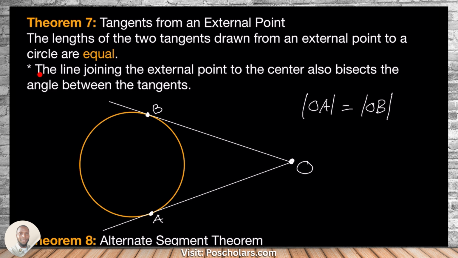Then this other part says the line joining the external point to the center also bisects the angle, right? So if we have a center, like this is the center of the circle, then if there's a line joining the external point to the center, the theorem says this line is bisecting the whole of this angle. That means this angle is equal to this angle. If this angle is 30 degree, for example, this angle is also 30 degree. So that's what theorem 7 is all about.